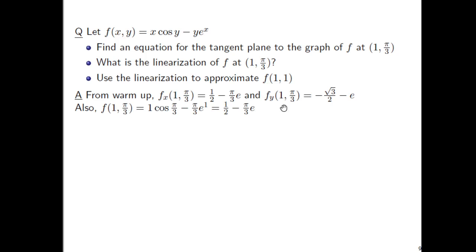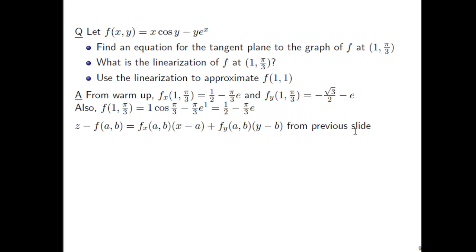This is all math that can be done by hand. You just have to know your unit circle values. It was the case for f sub x and f sub y. We did not use a calculator at all. And here we get the actual z value of this function at 1 comma pi over 3. This is non-derivative work, just algebra and trigonometry. We get 1 half minus pi over 3 times e.